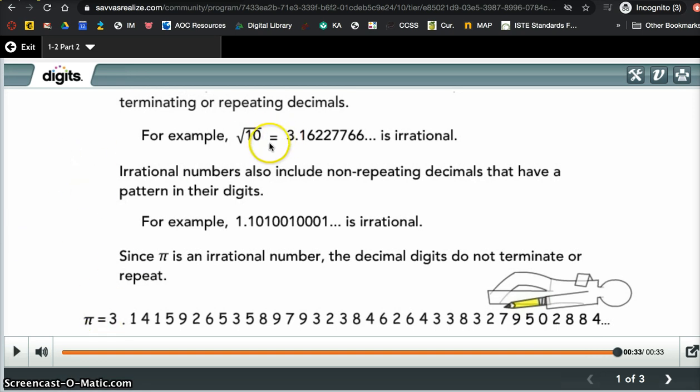Okay, so irrational numbers are never, ever, ever going to repeat, and they're never, ever, ever going to end. And they also include these numbers where you're going to see 1, 0, 1, 0, 0, 1, 0, 0, 0. These are numbers that are in a pattern, but the actual number is going to go on forever, so it is still irrational.